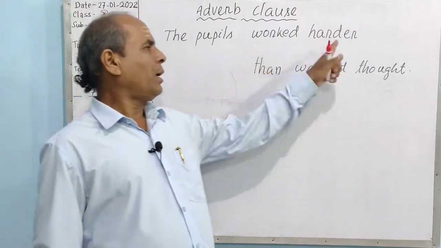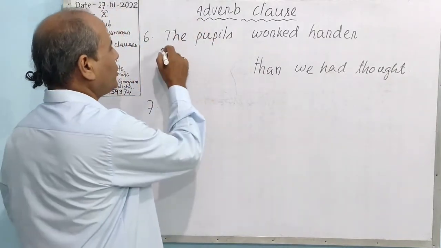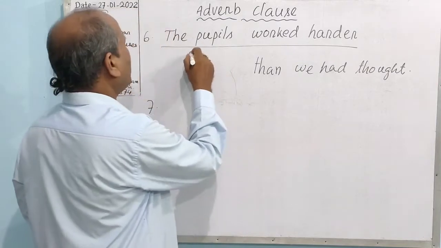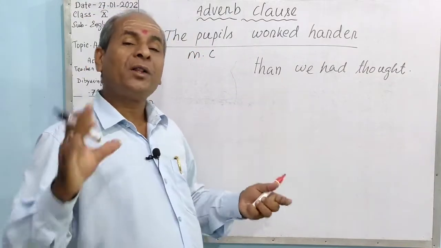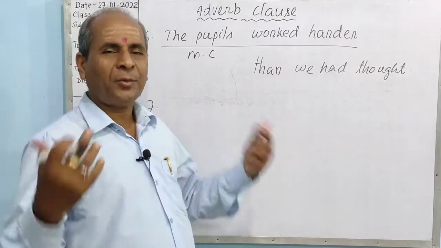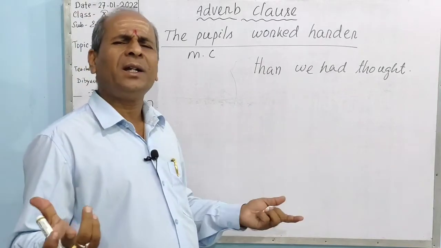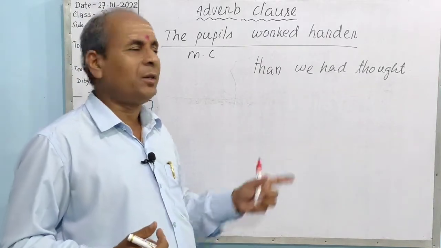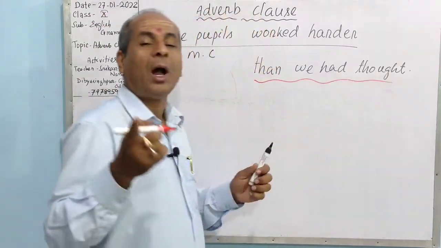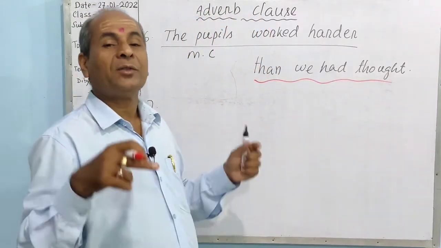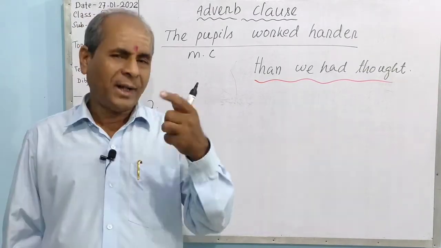The pupils worked harder than we had thought. So what can we say? What is the main clause? The pupils worked harder. This is the main clause. How? Than we had thought. It means students worked harder than what we expected. So it clearly indicates one type of comparison. So you can say this clause acts as an adverb clause, and this is the adverb clause of comparison.